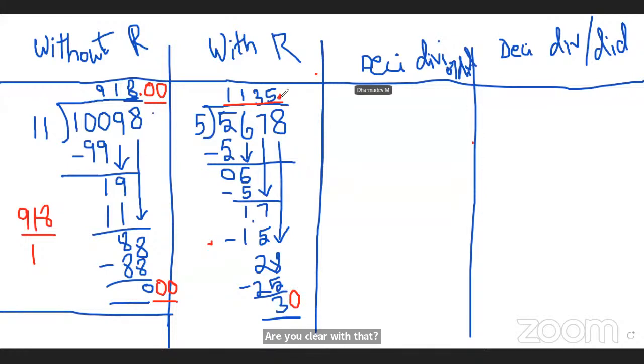So 5 times what is 30? Yes, I write that 6 over here. So that becomes minus 30 and 0. Okay, clear with that?